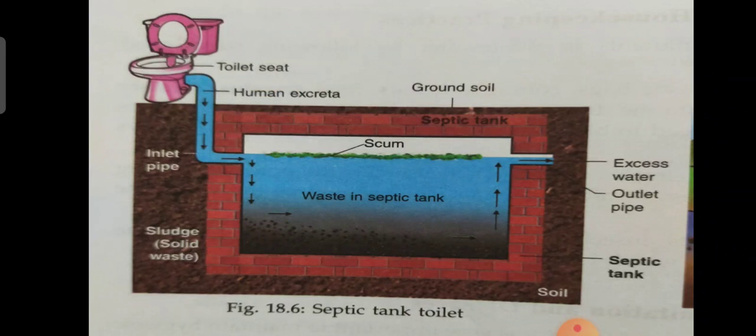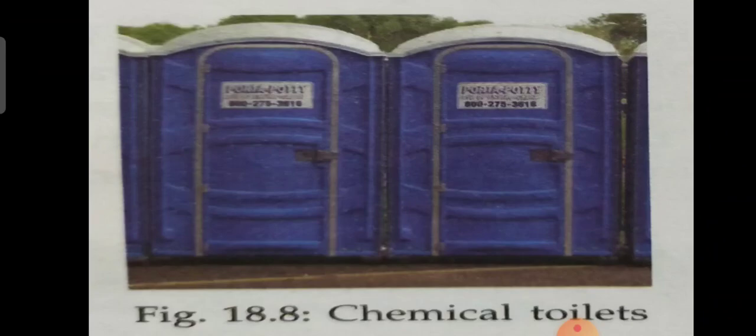Okay. Now, the second alternative method is chemical toilets. Chemical toilets look like this. A chemical toilet uses chemicals to disinfect human waste and remove bad odor instead of storing it in a hole. These are portable toilets that can be set up anywhere. They do not require water and can be easily shifted from one place to another.